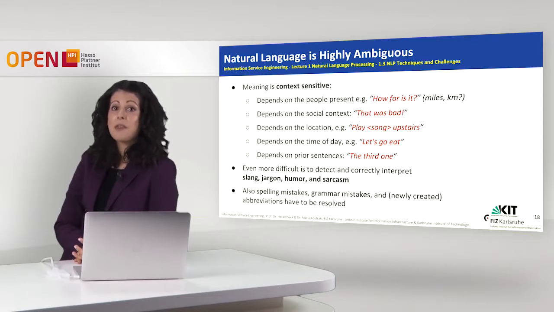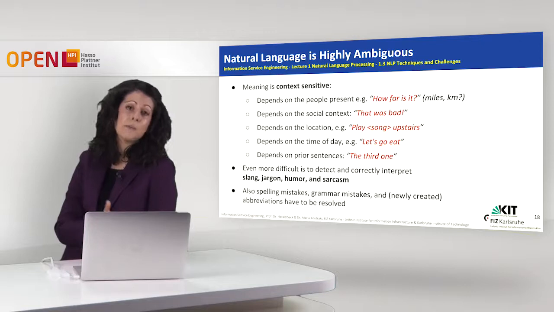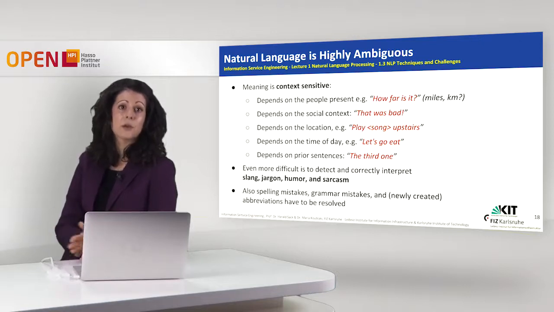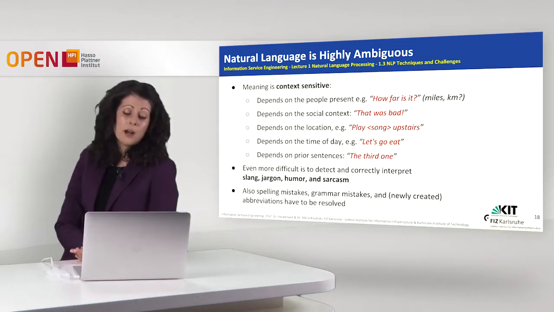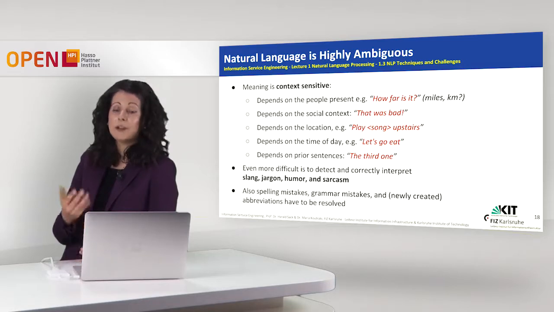For example, the third one. Well, that means that we already mentioned at least three points up to now, and we refer to the third one, but this is in a previous sentence, so we are dependent on prior sentences. And then more challenges make our life more difficult when we have to deal with different versions or natures of language, which might be slang, jargon, humor, or sarcasm, completely different versions of language.